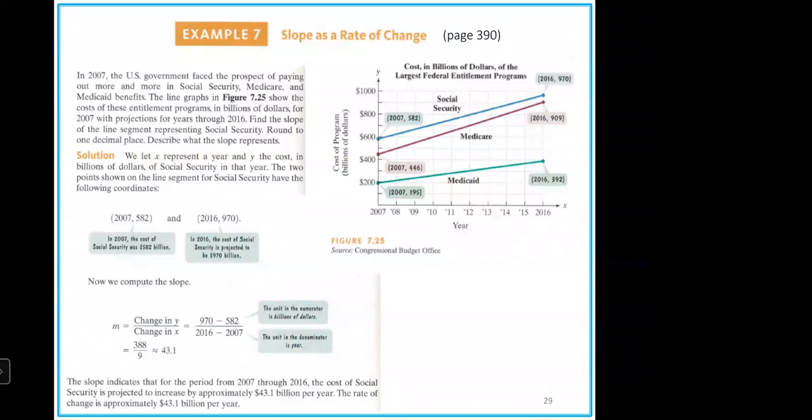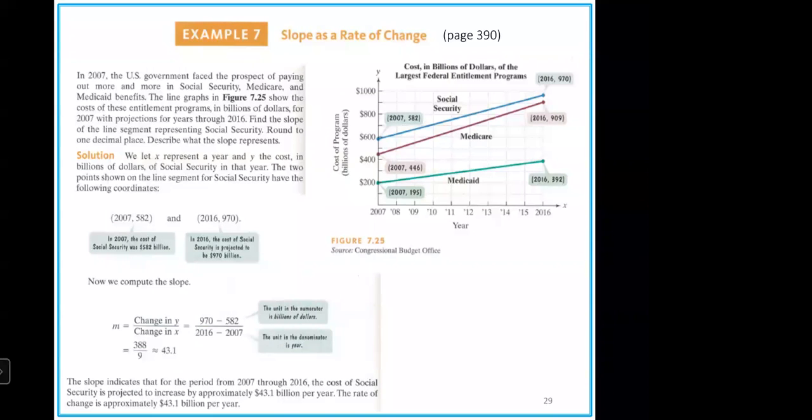So the question says here, in 2007, the US government faced the prospect of paying out more and more in Social Security, Medicare, and Medicaid benefits. The line graph in 7.25 shows the cost of these entitlement programs in billions of dollars for 2007, with projections for years through 2016. Find the slope of the line segment representing Social Security, rounded to one decimal place. Describe what the slope represents. There are three slopes, but right now we're just concerned with the one for Social Security, which is the one at the top, the blue line.